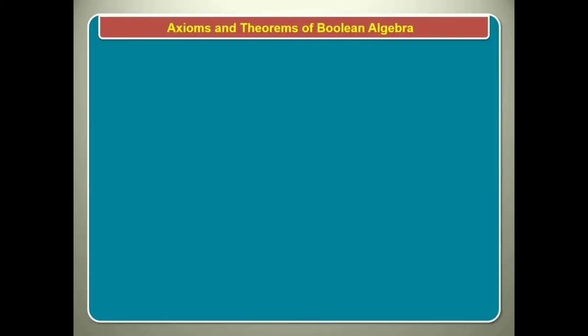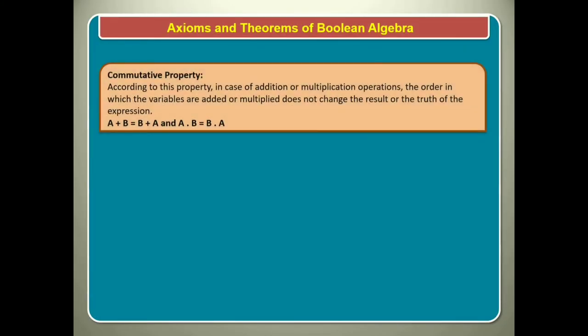The next property is the commutative property. According to this property, in the case of addition or multiplication operations, the order in which the variables are added or multiplied does not change the result or the truth of the expression. Thus, we can say that A plus B is equal to B plus A, and A multiplied by B is equal to B multiplied by A.